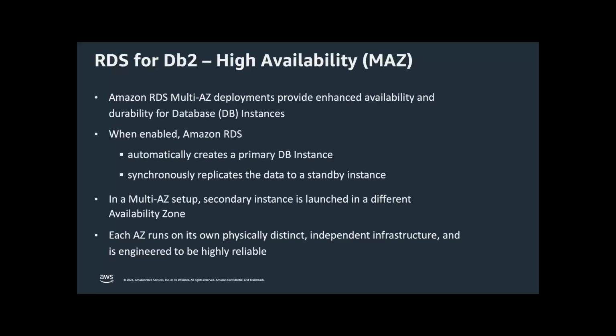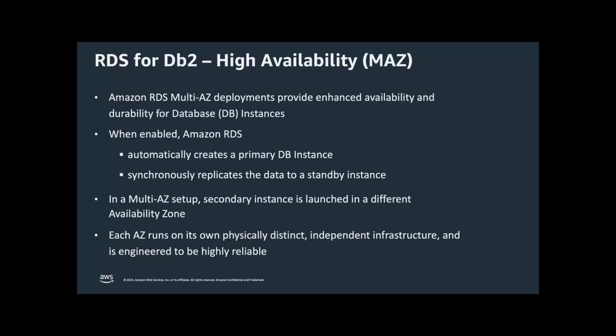We'll discuss this with a diagram in a couple of slides, but imagine that you have a region like US East 1. Within that US East 1, you will have several availability zones. When you create your RDS DB2 instance with multi-AZ, you will have your instance automatically set up in the primary availability zone, and it will also be replicated to a standby instance in a different availability zone, which is usually several miles apart.